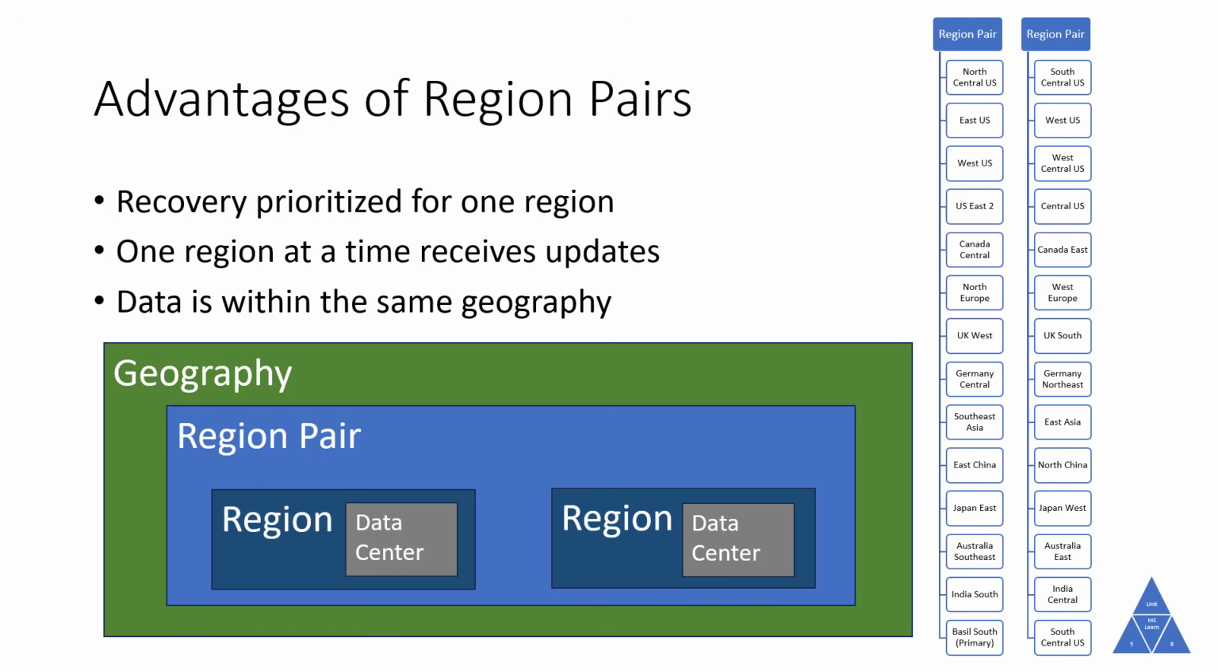West India's secondary region is South India, but South India's secondary region is Central India. Brazil South is unique because it's paired with a region outside of its geography. Brazil South's secondary region is South Central US. The secondary region of South Central US isn't Brazil South.